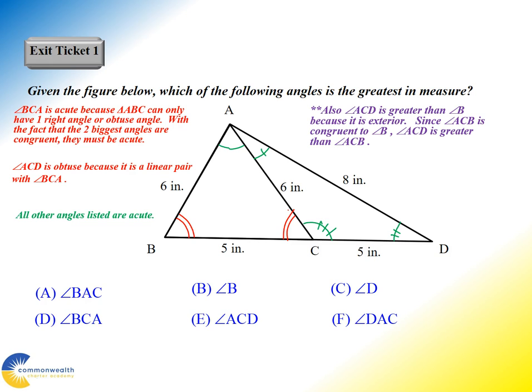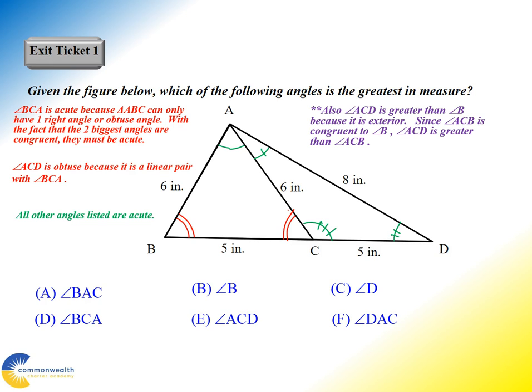Angle ACD also happens to be the biggest angle I have in the triangle ACD. It's opposite an 8-inch side, while the other two angles in that triangle are opposite a 6-inch and a 5-inch side. That means that DAC and D are acute angles.